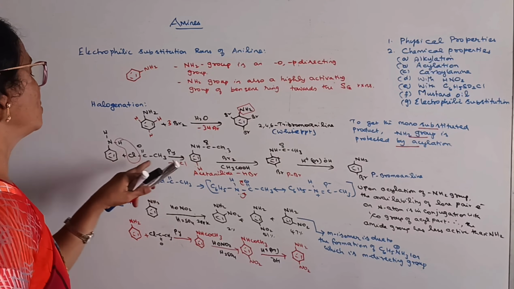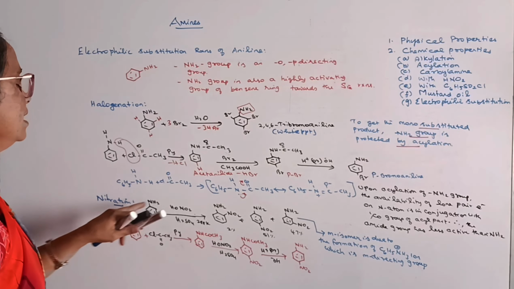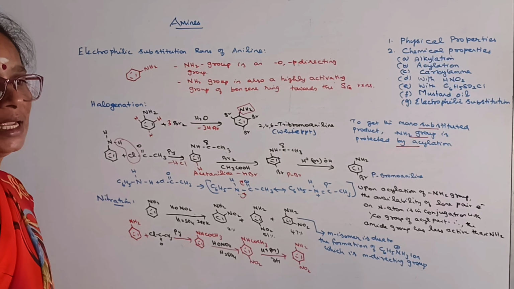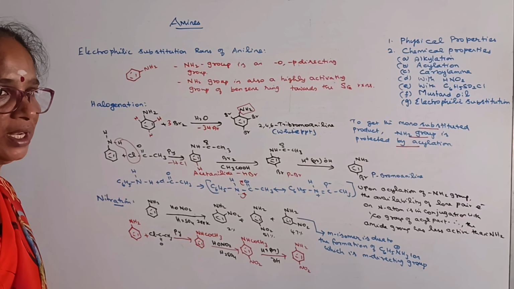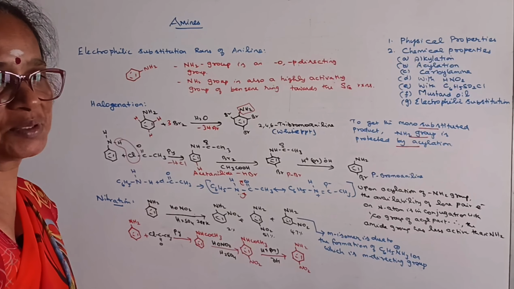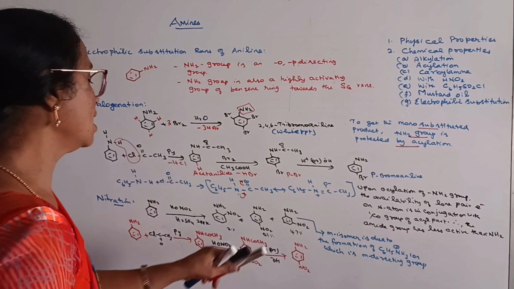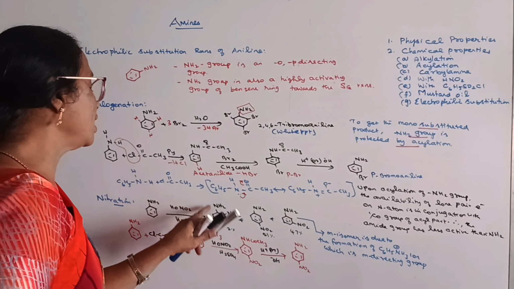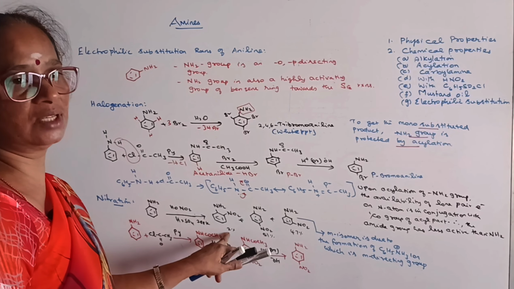The next one, nitration. When aniline is nitrated with nitric acid and sulfuric acid at 288 Kelvin, though it is an ortho-para directing group, a meta isomer is also formed in a substantial quantity. See that? Para isomer is about 51%, but meta isomer is 47%. Ortho isomer is just 2% only.